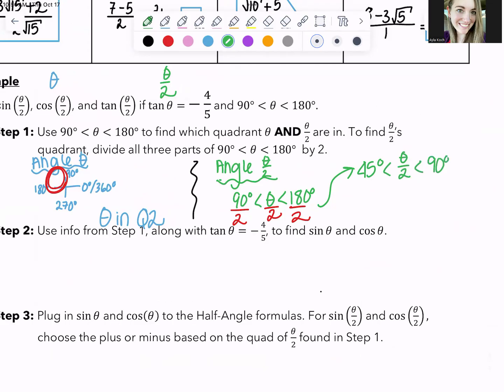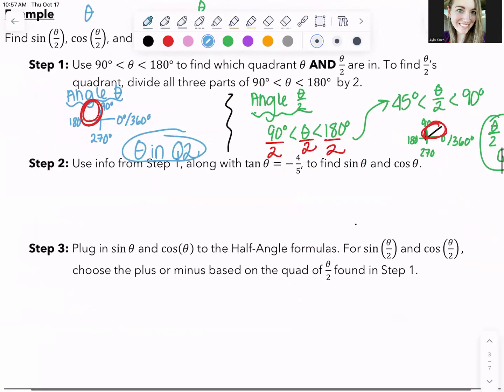degrees. So if I look at 0, 90, 180, 270, 360, 45 degrees is right in here, 90 degrees is right here. So we are looking at quadrant 1. Theta over 2 is in quadrant 1. Theta is in quadrant 2. Theta over 2 is in quadrant 1.